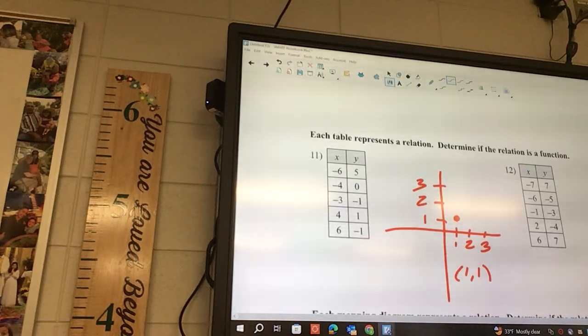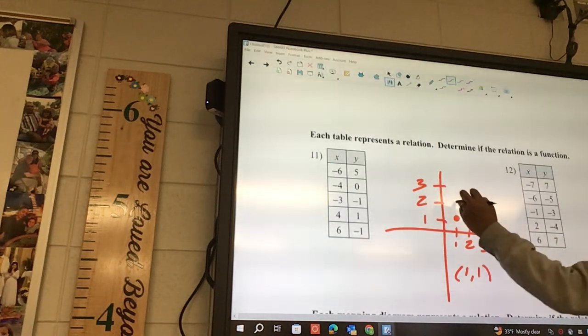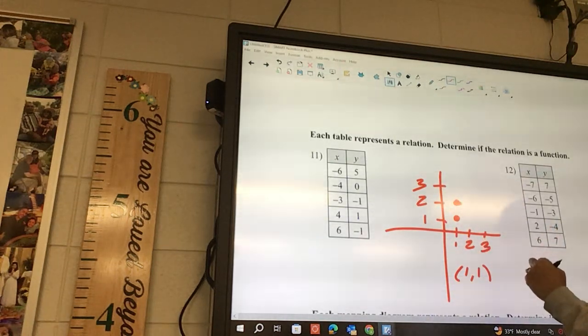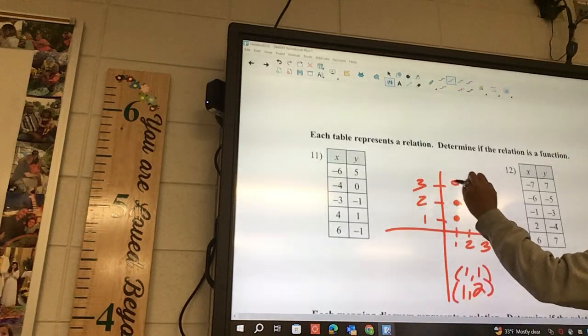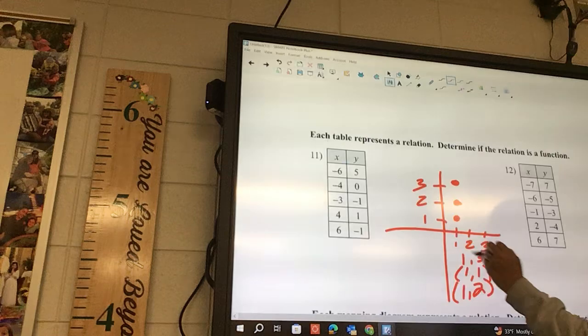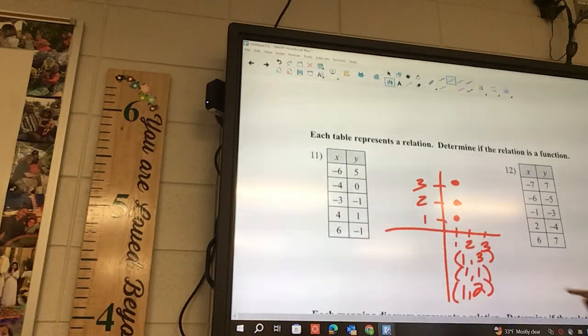When two dots are on top of each other or sideways? Remember we did that vertical line test? Okay, so if you have two dots that are on top of each other, then it makes it not be a function. And so that coordinate is 1, 2. Okay, if we had another one, it would be 1, 3. Okay, so the x's are not allowed to repeat.